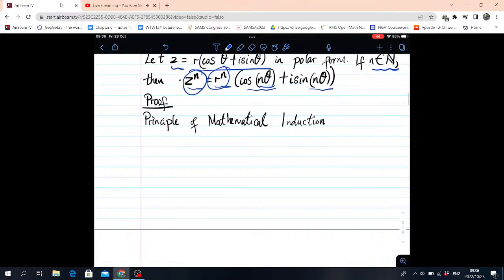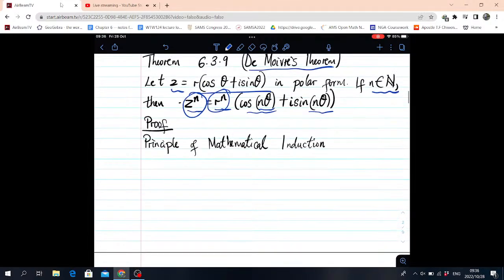Right, so let's look at the proof. I said the full theorem says n is an integer, but we are going to look at n being a natural number, and then you can do the other one as an exercise. So let's look at the proof. Our strategy is the principle of mathematical induction. That's what we are using.